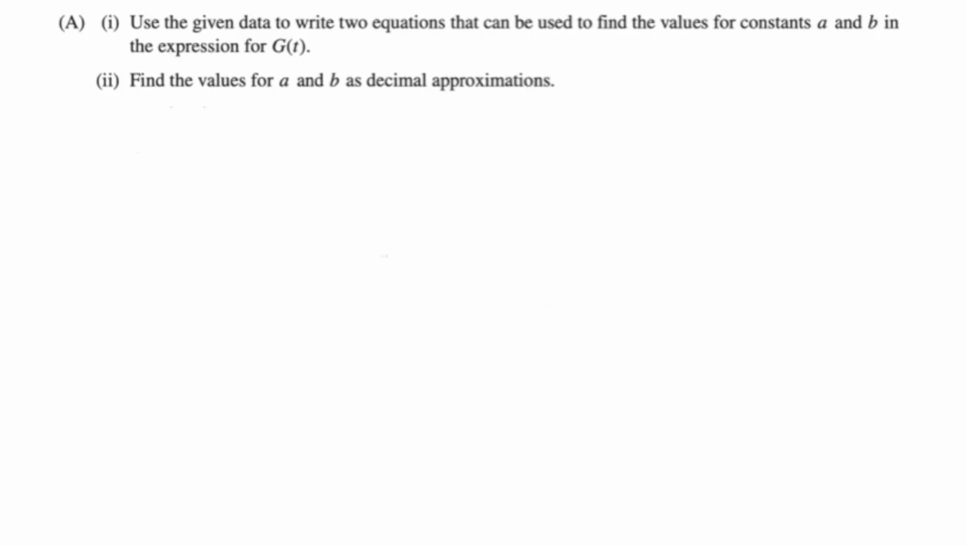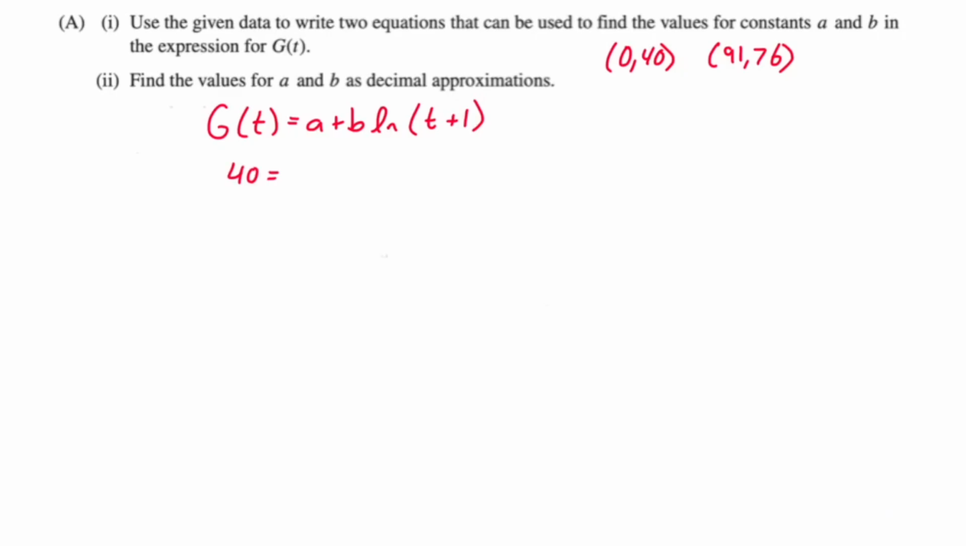Alright, so let's solve the actual problem. Part A says use the given data to write 2 equations that can be used to find the values for constants a and b in the expression for g of t. Notice we don't actually have to calculate anything here, we're just going to plug in the values that they gave us. And remember, those are the points 0, 40 and 91, 76. So if I start with the output g of t, that would be 40. Equals a plus b, because I don't know what those values are.